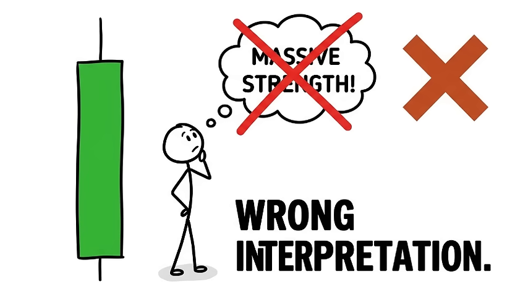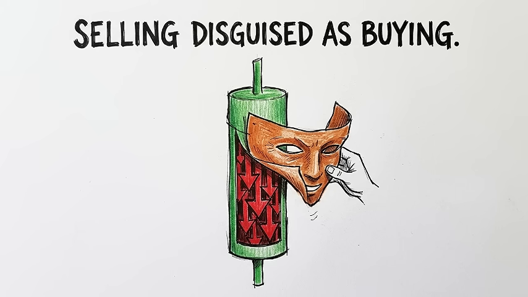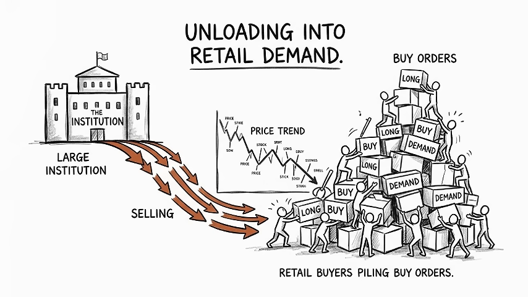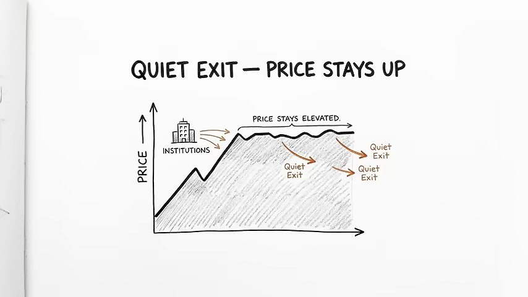Most traders look at this and think massive strength. That is exactly the wrong interpretation. This is not strong buying. This is strong selling disguised as buying. Smart money, institutions, large funds, they are using that wall of retail buy orders to unload their massive positions. They are selling into the demand quietly, without crashing the price, because the retail FOMO is giving them all the buyers they need on the other side.